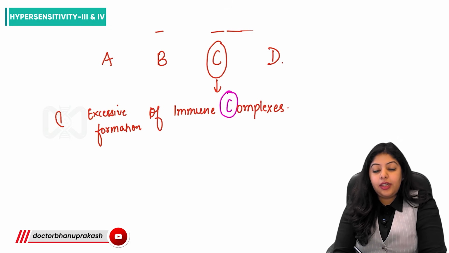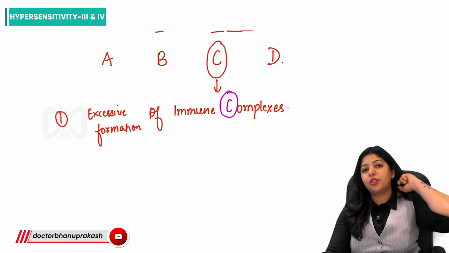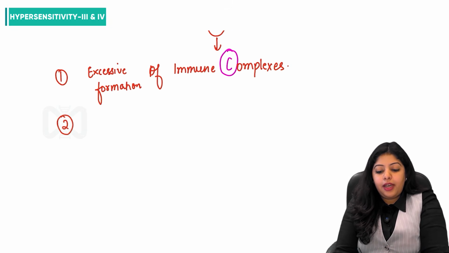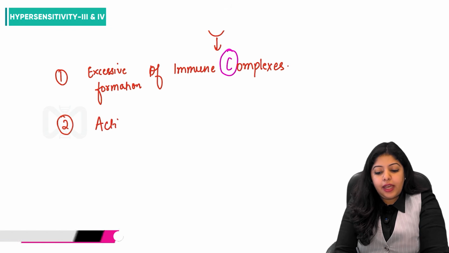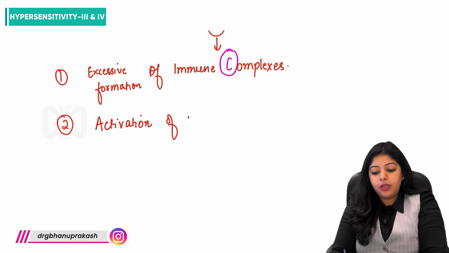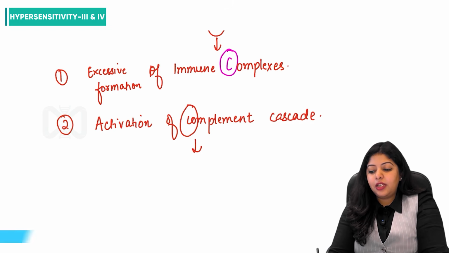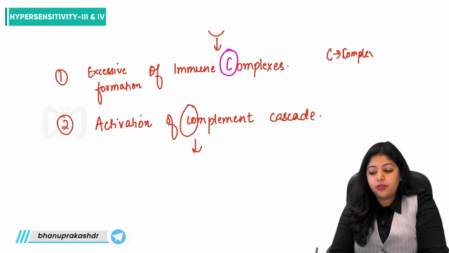And another thing that happens in type 3 hypersensitivity is the activation of complement cascade. Activation of complement cascade occurs. So, two C's: C for complexes and C for complement.